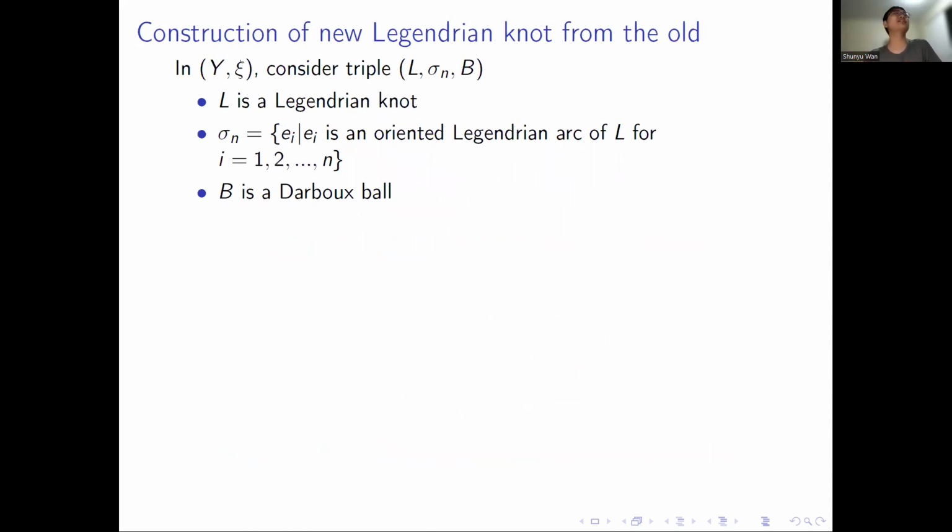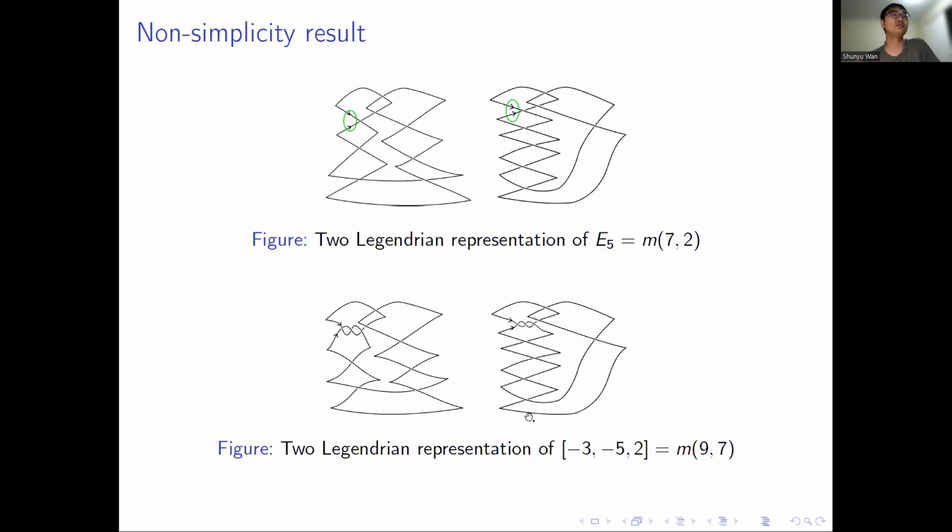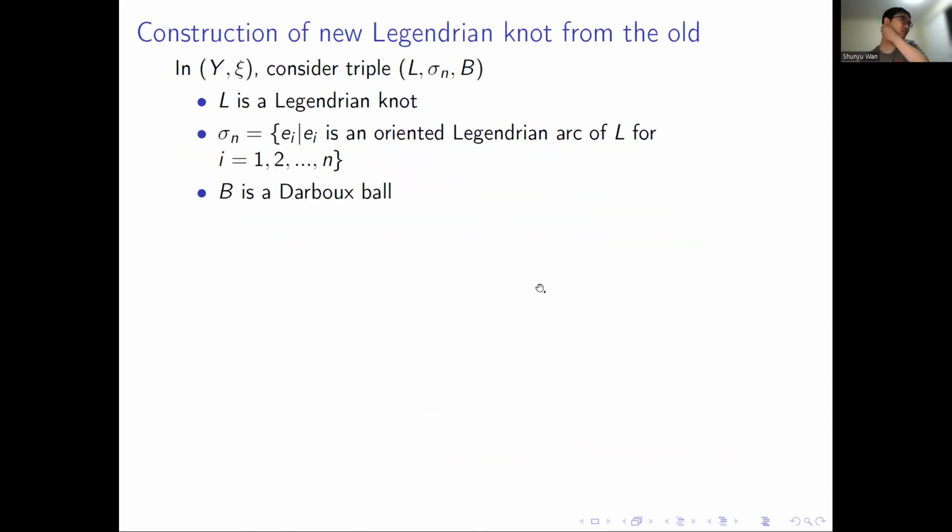Okay, so the idea, as you may guess from the previous pictures, is to construct the new one from the old, and to say something like: if the old ones have two different loss invariants, then the new ones have two different loss invariants. Okay. So how to construct it?